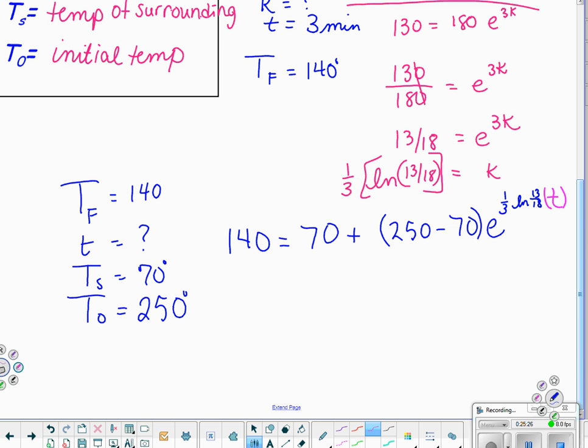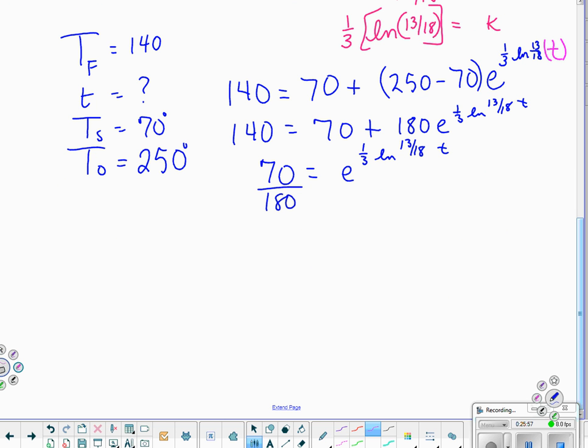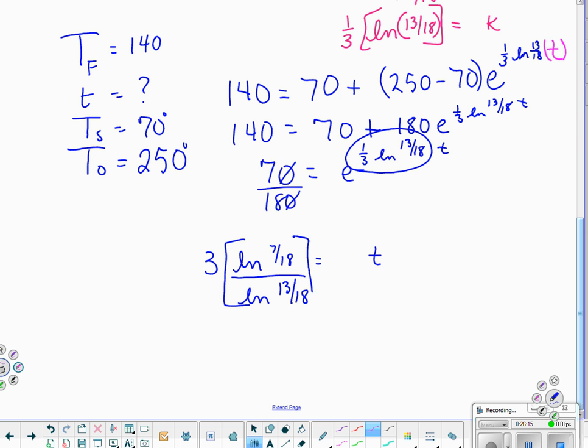Do you want me to solve this? Well, this is getting lengthy. 140 equals 70 plus 180 e to the 1/3 natural log 13/18 t. Subtracting 70 gets me 70 equals 180 times e to the 1/3 natural log 13/18 t. I would divide by 180 also, just to save a step. To get the exponent variable t down, take the natural log. Natural log of 7/18, you bet I can call it that, equals t, and then I'd divide by natural log 13/18. Dividing by 1/3 is like multiplying by 3, and there's your time frame.